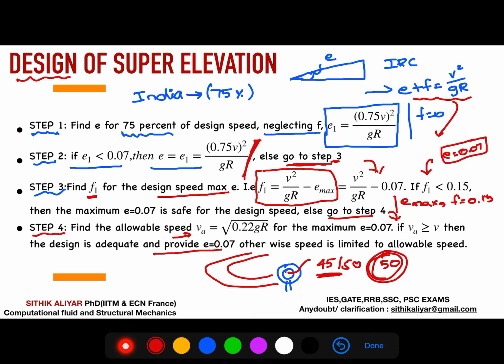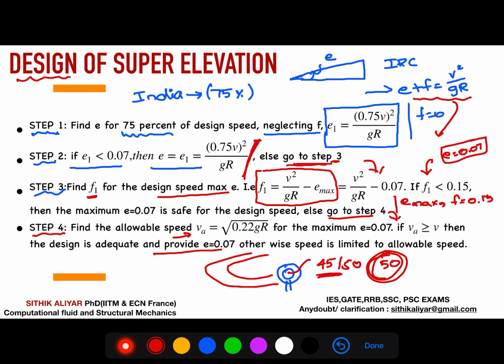So step 1, you can pause the video and re-listen, but step 1, you find the super elevation neglecting the friction, okay, and you are checking whether it is less than 7% or not. If it is less than 7%, provide that percentage, else you are going to ask for help from friction. So friction is coming and helping us, and it can help us only up to a maximum of 0.15. So you are going to see the requirement.